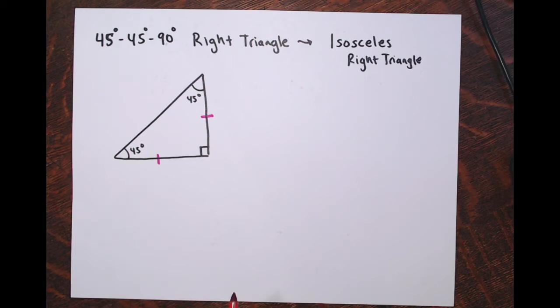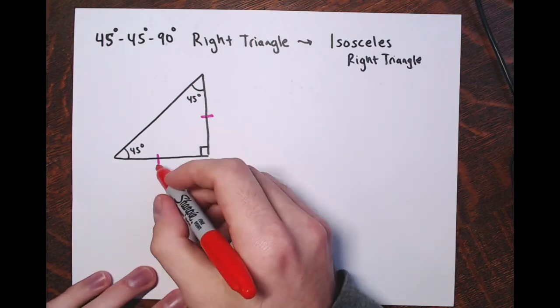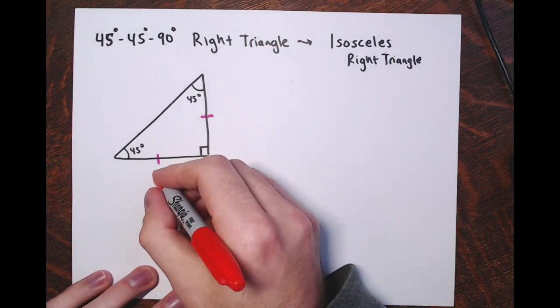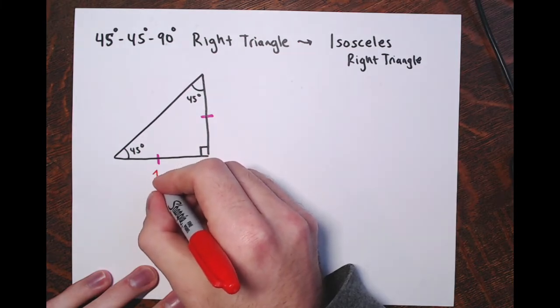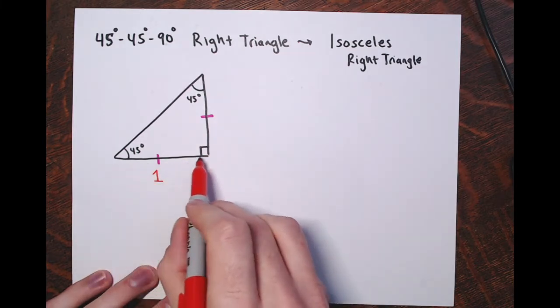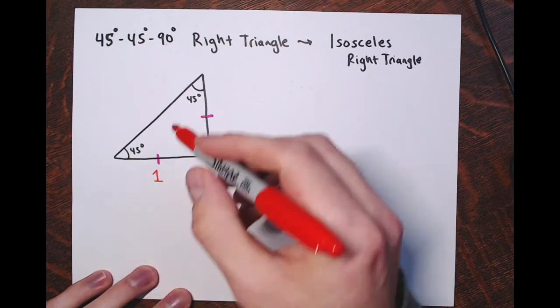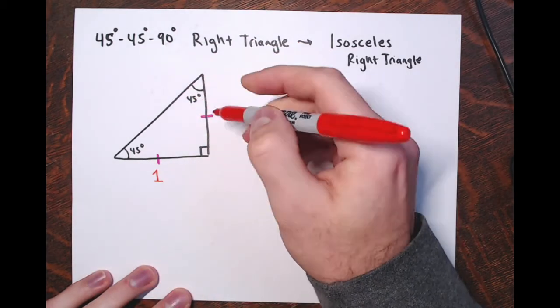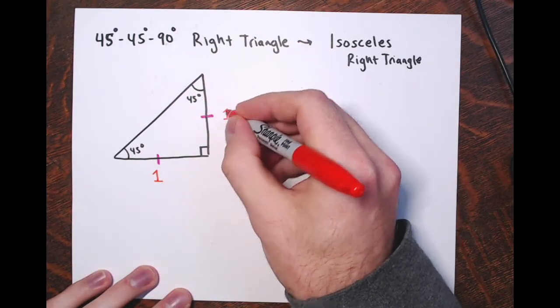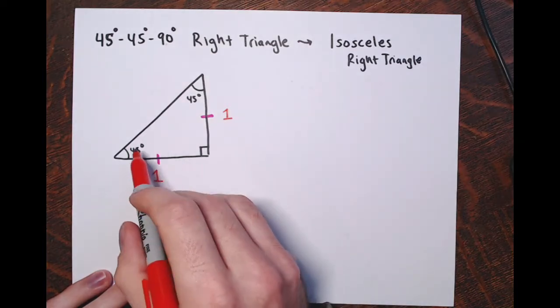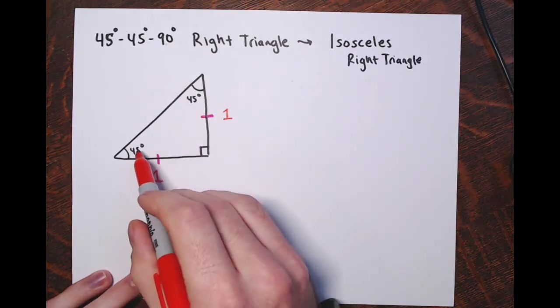So it doesn't matter the size of the triangle. You could call these whatever lengths you want. Just to simplify things, let's say this leg is 1 unit long, and this leg is also 1 unit long, right? Again, because it's isosceles, they're both legs opposite a 45-degree angle.